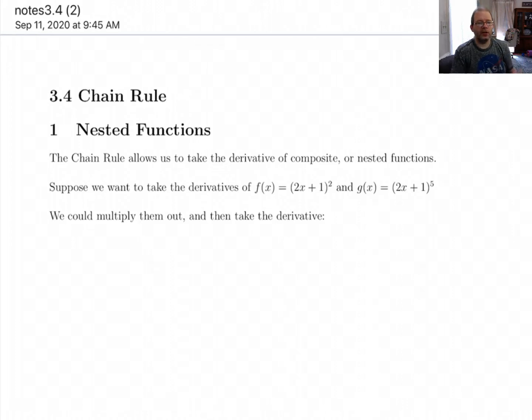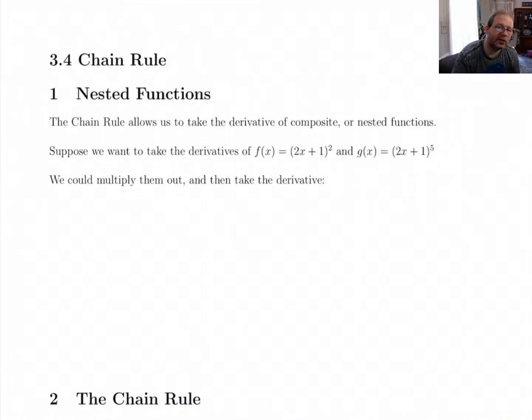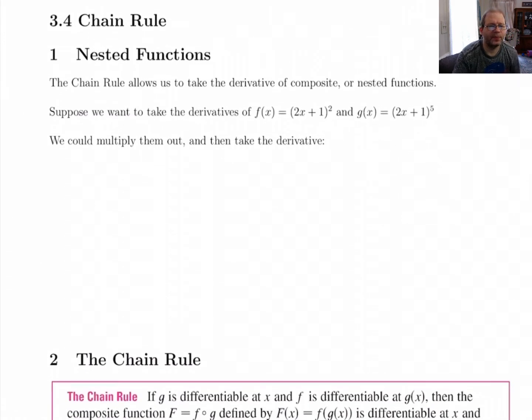Hey guys, in this section 3.4, we're going to look at the chain rule. I'm going to split this section across module 6 and 7 because module 6 is already pretty full, but I want to at least give you the basics of the chain rule and do some examples for you. So before we actually look at what the chain rule says, I want to just do an example.